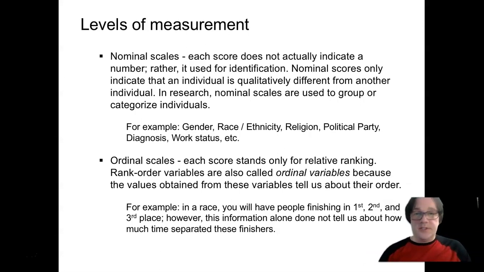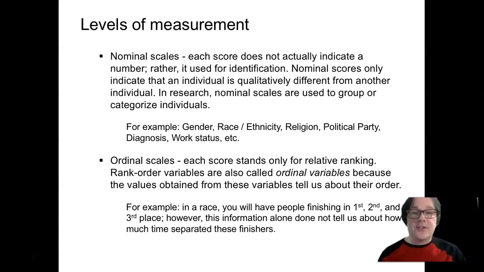So like we said in chapter 1, an example is if you're in a race, a marathon, you will have people who finish in first place, in second place, in third place, so on and so forth. However, the information alone, knowing that someone finished in first place or someone finished in second place, doesn't really tell us about how much time was in between those two places. So ordinal scales lack a consistent interval.